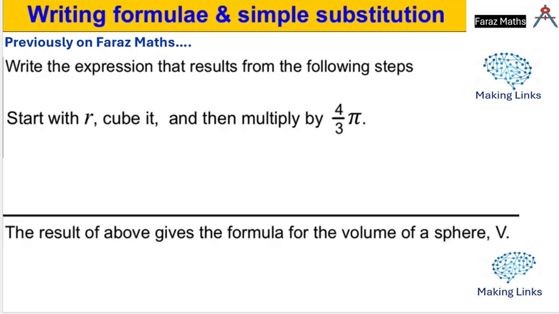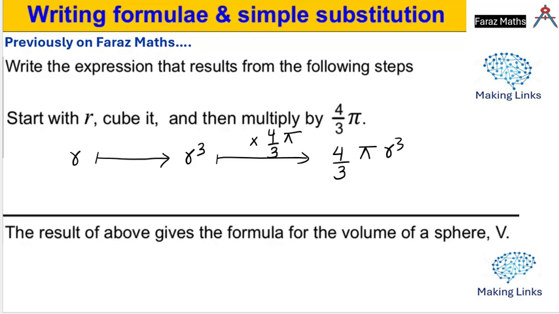Previously we did: write the expression that results from the following steps. Start with r, cube it and then multiply by 4/3. So we have to start with r, then make an arrow and cube it. Cube means r raised to the power of 3, times 4/3 pi. In the standard way, we always write the number or fraction first, then pi, and then r cube.